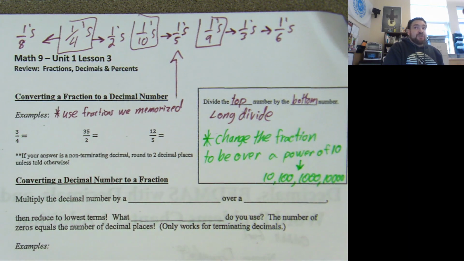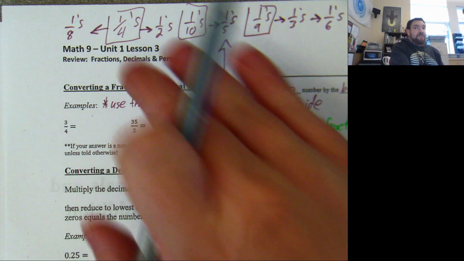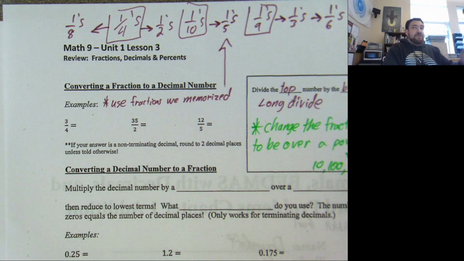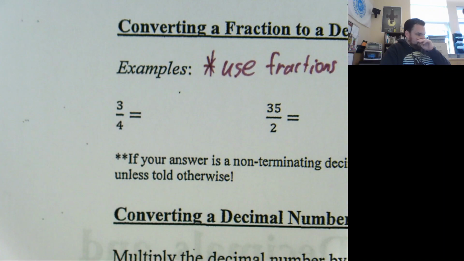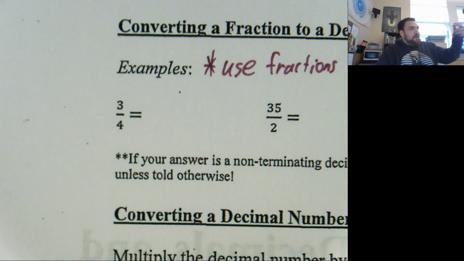So I'm going to do the first one, 3/4, each one of these ways, and show you how each one of these techniques works. So I'm going to zoom in here. There we are with 3/4. And technique number 1. Use fractions we memorized. 3/4 is what? We really should all know this. 0.75.